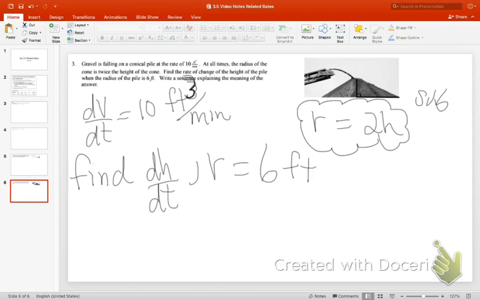Okay, so this is what's given to us in the problem. We know our volume's changing at a rate of 10 feet cubed per minute. We know that the radius is equal to double the height at all times. And we need to find the rate of change of the height with respect to time when r is 6. These two pieces of information are plugged in last.